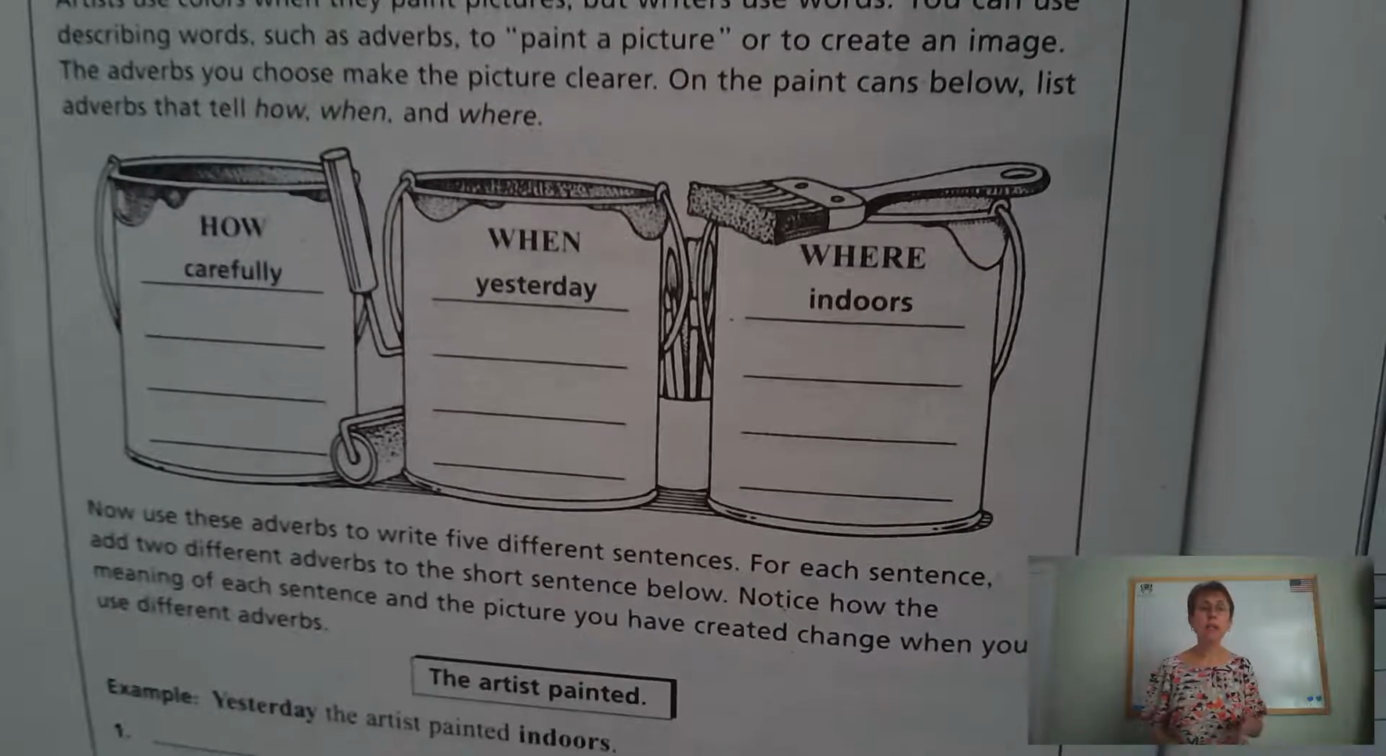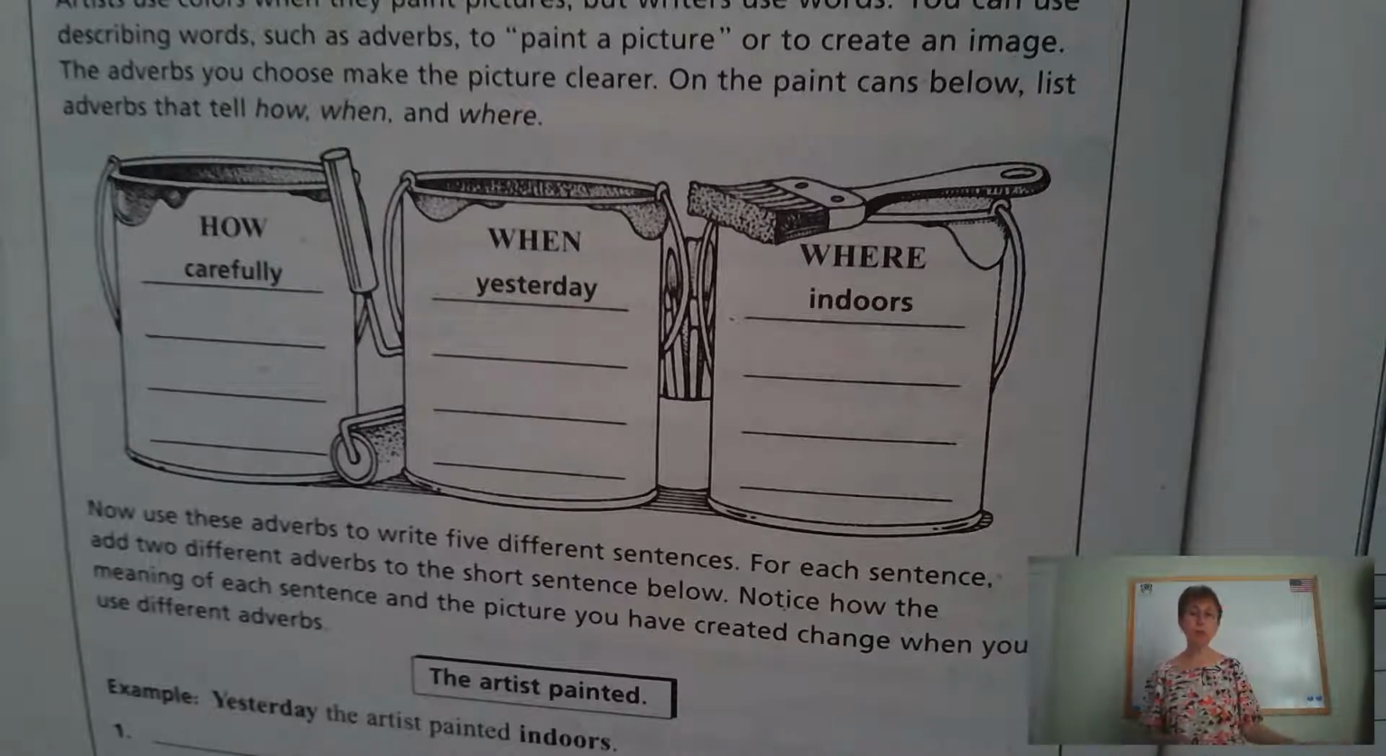So here now it says the adverbs you choose can make the picture clearer. So we have these paint cans and they're labeled how, when, and where. And there is one adverb that's listed on each. Carefully tells us how something gets done. Yesterday tells us when something got done. And indoors tells us where something got done. There are only 3 other lines on each paint can. You have to add 3 additional adverbs in each category. Okay, looking for 3 more adverbs that will answer the question how something happens, 3 that answer the question when something happens, and 3 adverbs that tell us where something happens.